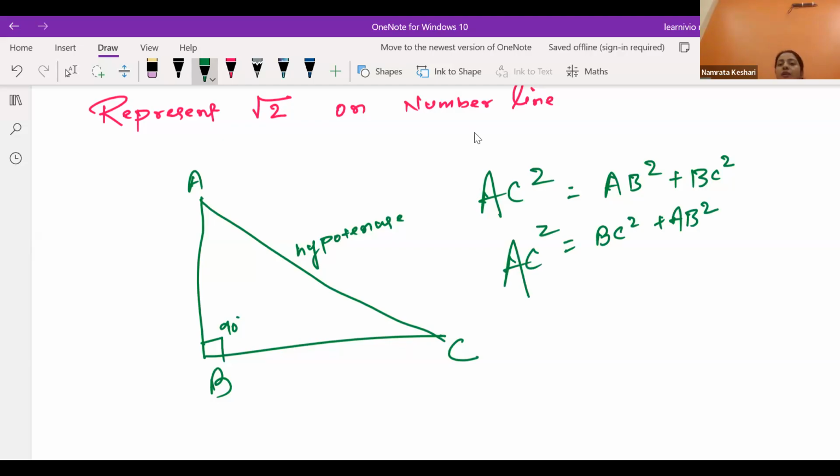Okay, this is really important in Pythagoras theorem: we must keep the hypotenuse on one side and the other two sides on the other side. Okay, so this is Pythagoras theorem.